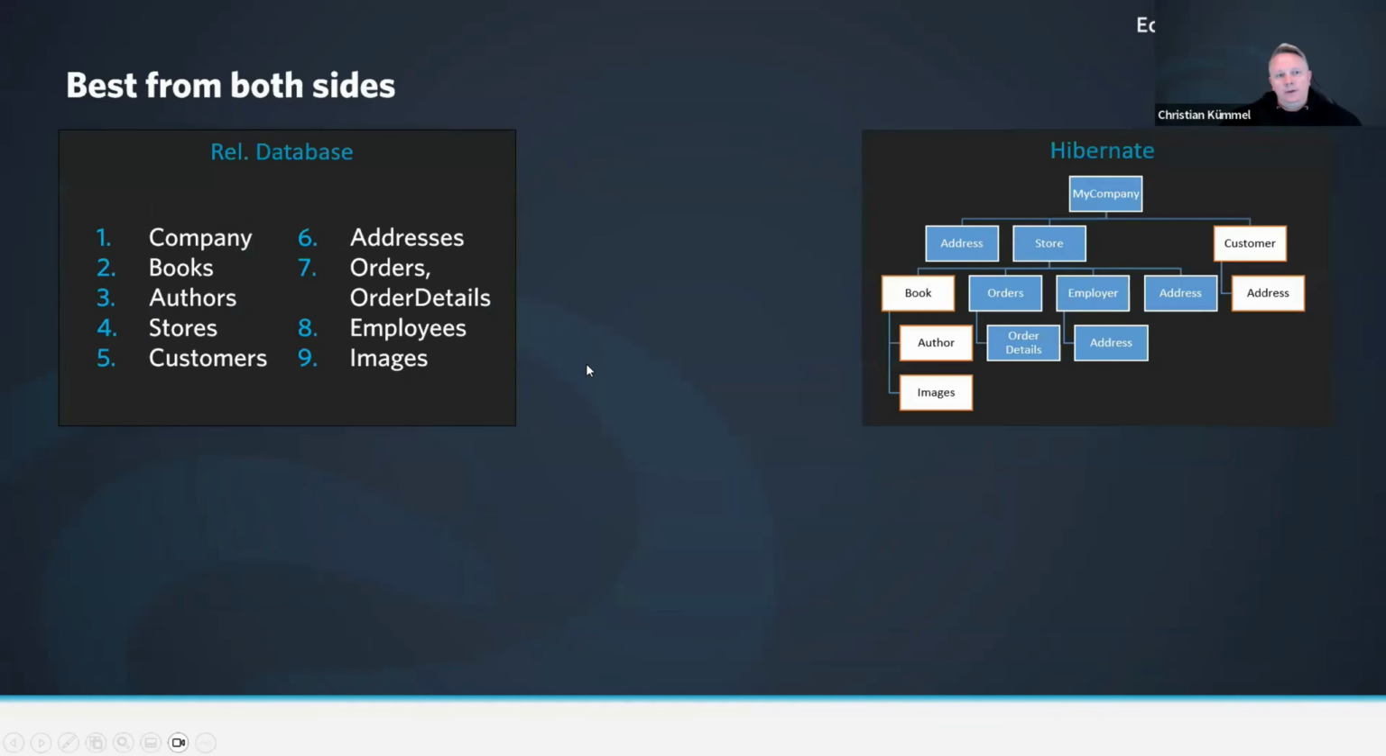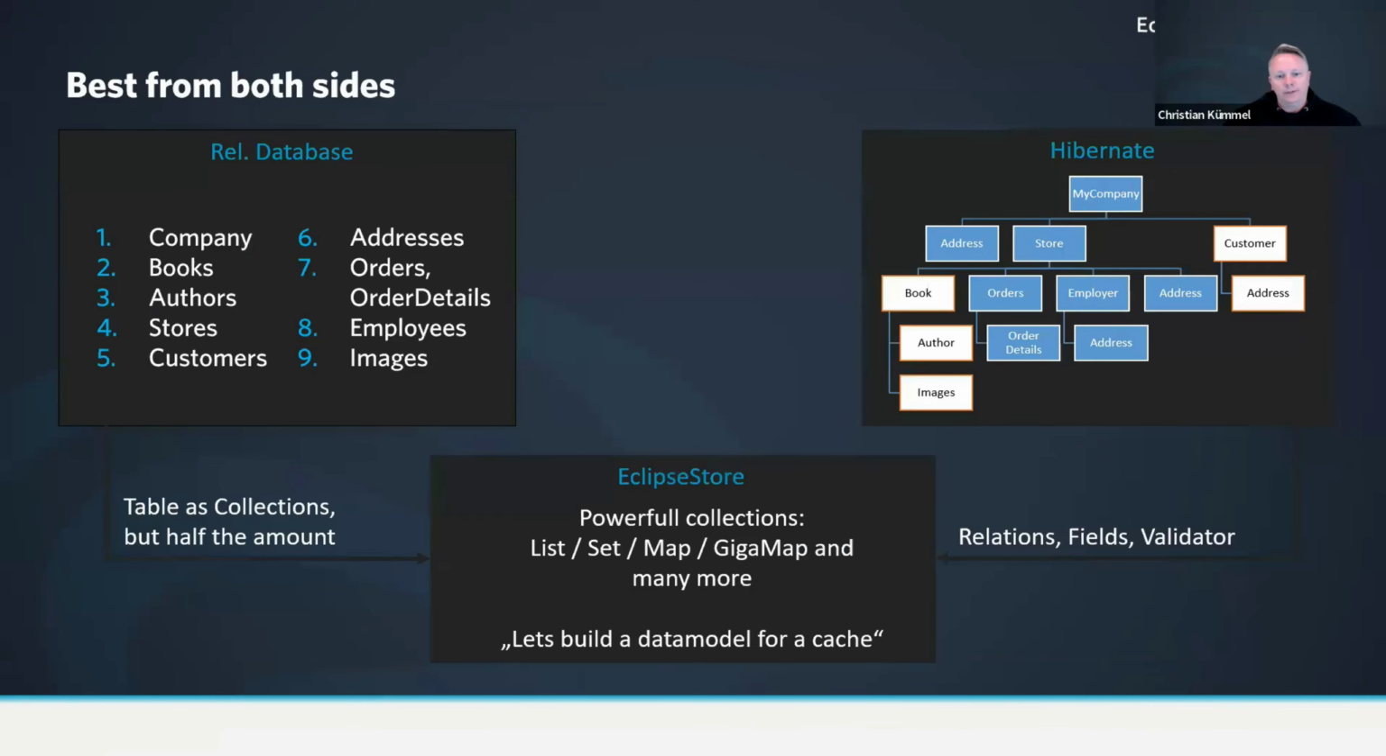And you always have to think about both. At the end, EclipseStore feels a little bit in between Hibernate and the relational database. We are using the best of both sides, I have to say. We are using the tables as collections, but half the amount. And that's also a point. It's always hard to explain that half the amount.